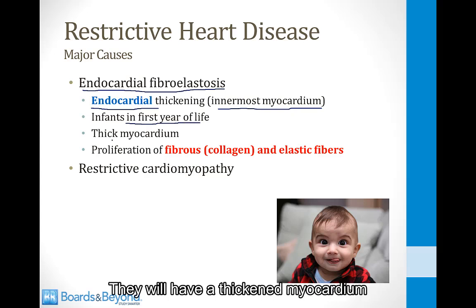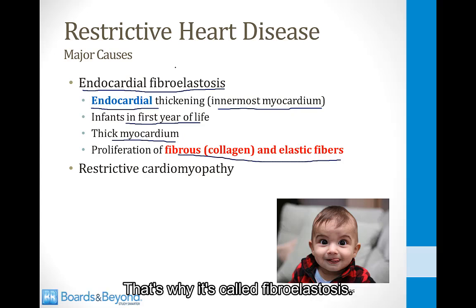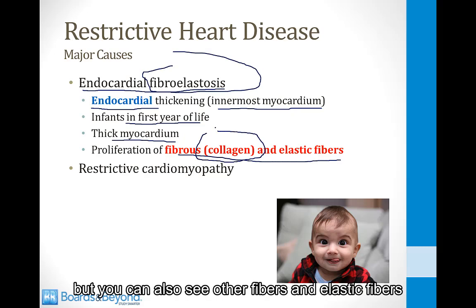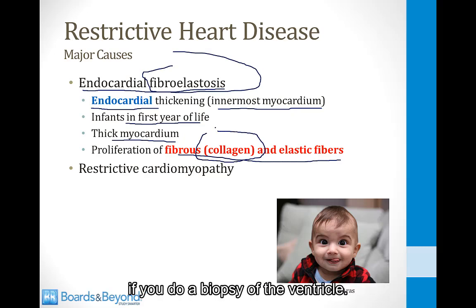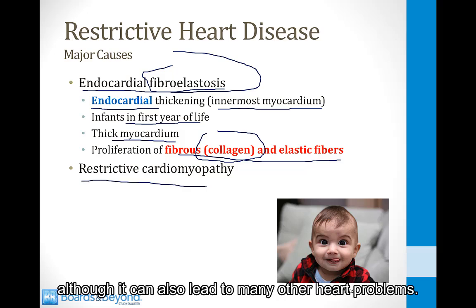They will have a thickened myocardium on imaging of the heart, and the reason the myocardium is thick is because of proliferation of fibrous and elastic tissue. That's why it's called fibroelastosis. In particular, you can see collagen, but you can also see other fibrous and elastic fibers if you do a biopsy of the ventricle. This can lead to a restrictive cardiomyopathy picture, although it can also lead to many other heart problems.